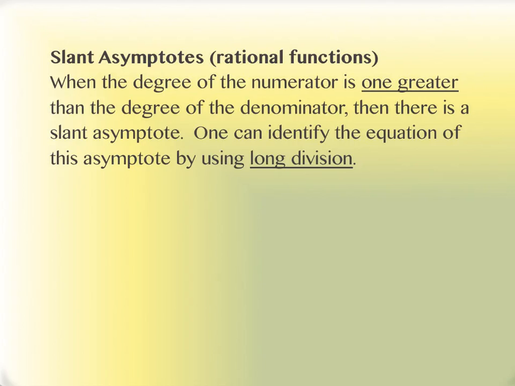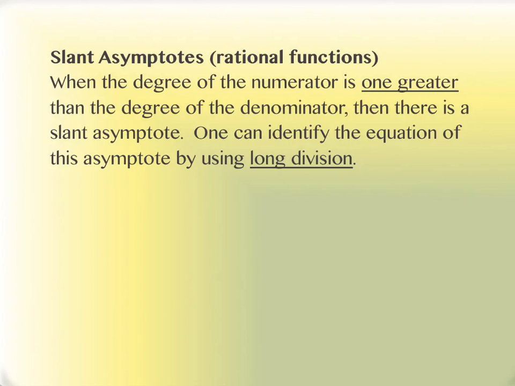And you can identify what the equation of the slant asymptote is by using long division. And some of you may remember something called synthetic division. Synthetic division works in some cases and not in others. So I'm going to show you the long division because it works in every case. And for what we're doing, that will keep it as the most general process that we're going to be working with.